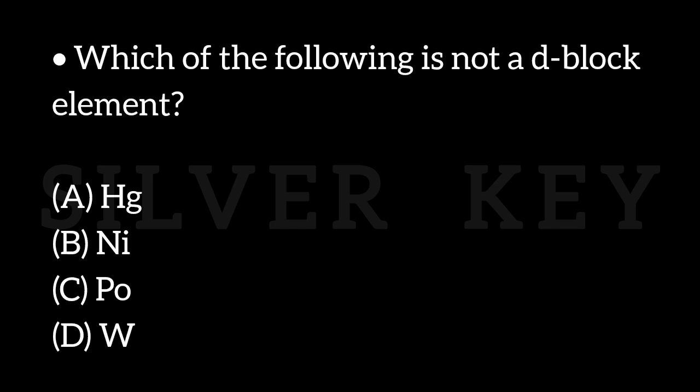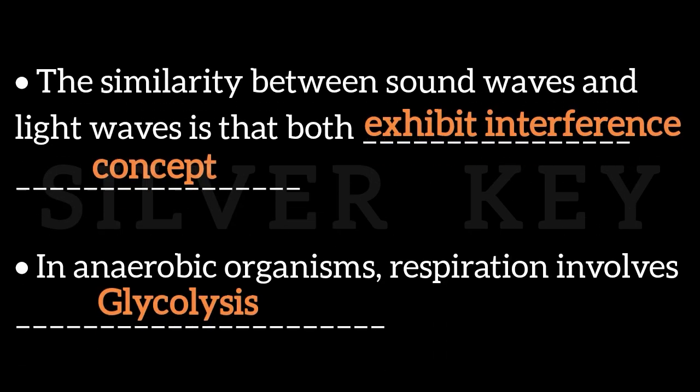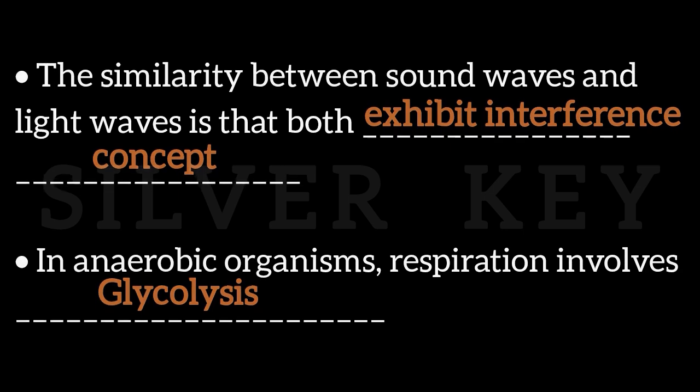Mercury, nickel, and tungsten belong to d-block elements, while polonium belongs to p-block elements. The similarity between sound waves and light waves is that both exhibit the interference concept. In anaerobic organisms, respiration involves glycolysis.